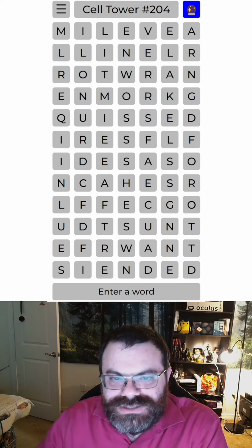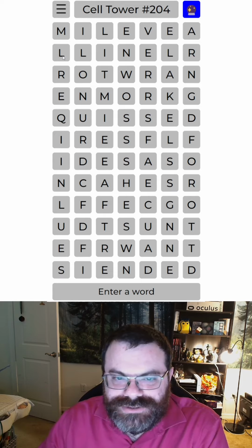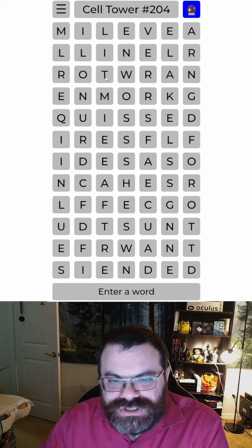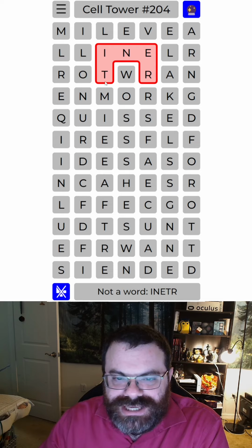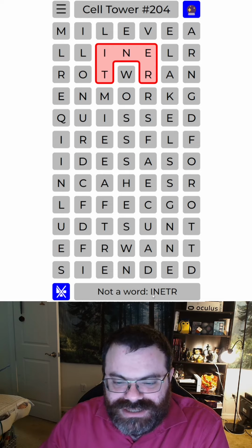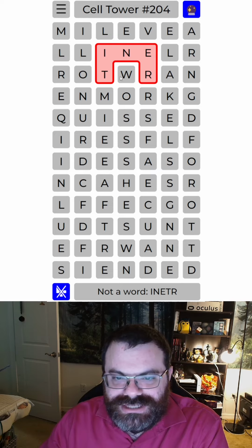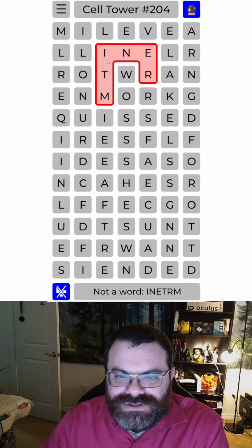So let's do that. For those who aren't familiar with Cell Tower, it's like a word search, but the way the words are formed might not be how you're used to. You need to highlight words like this, and then you can see at the bottom, this would be "in netter", because you read left to right, and the letters have to be connected. I can't do this, but you're going to read it left to right, and you're going to skip any letters that aren't part of it.